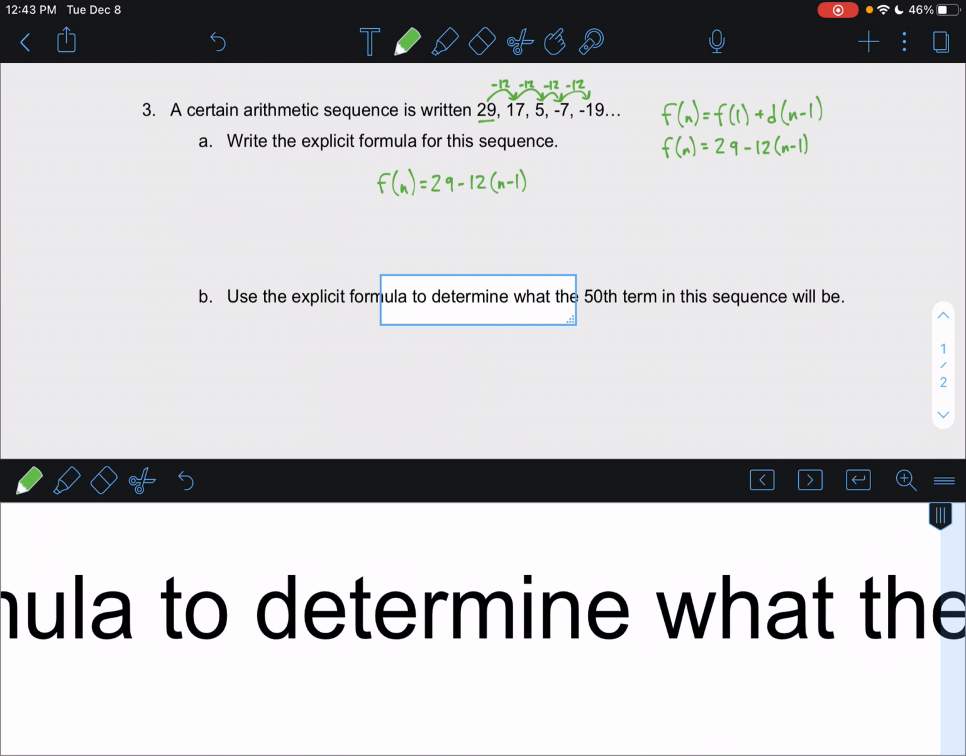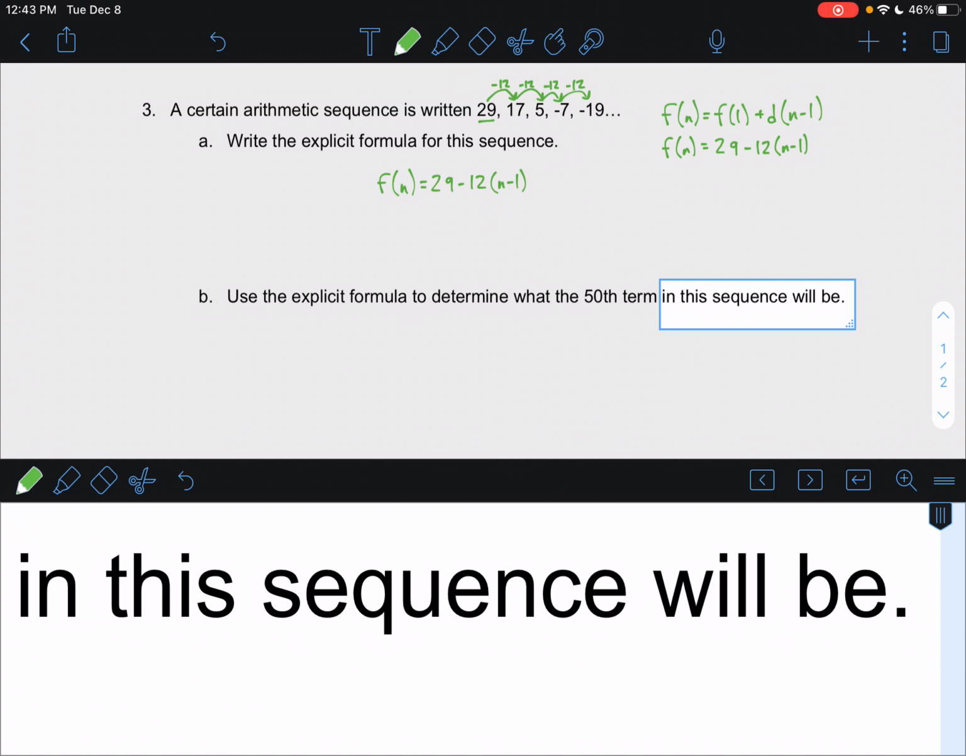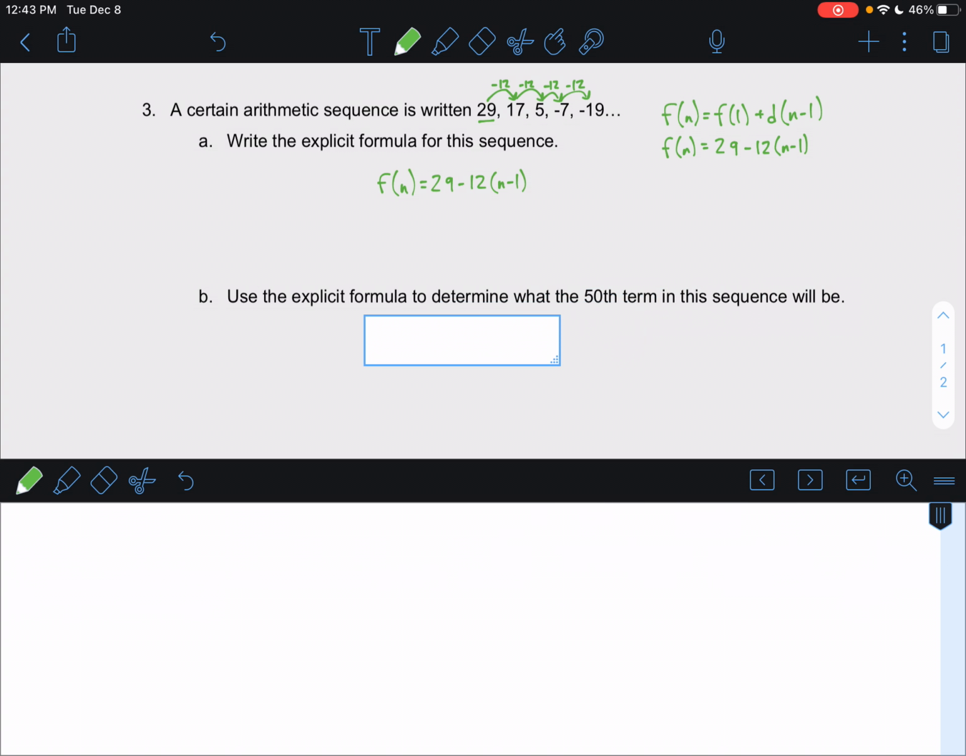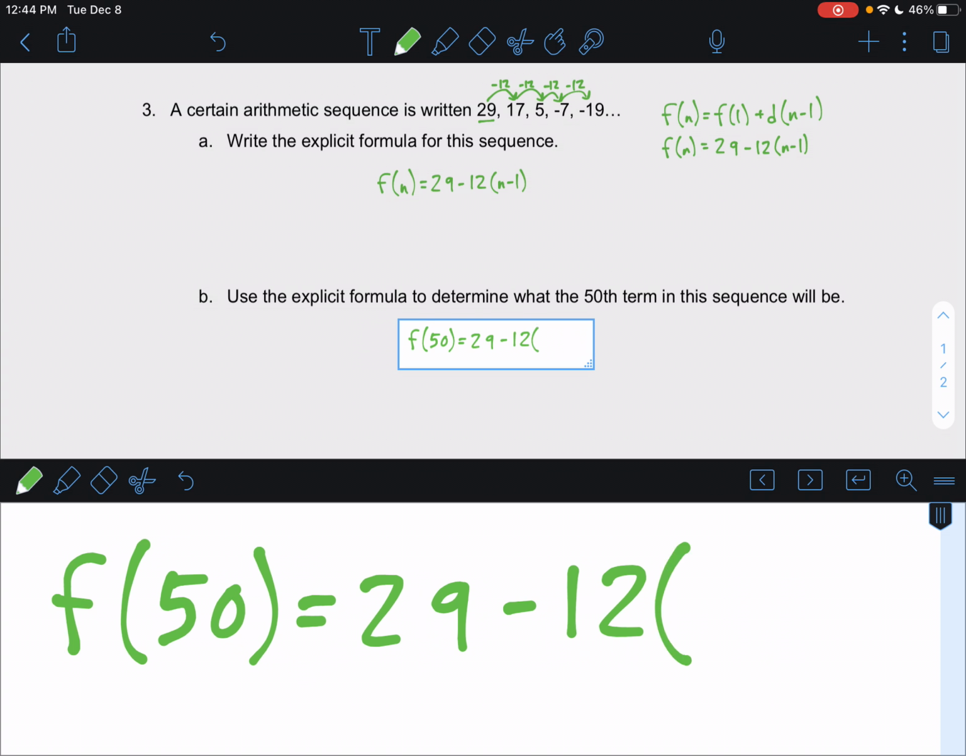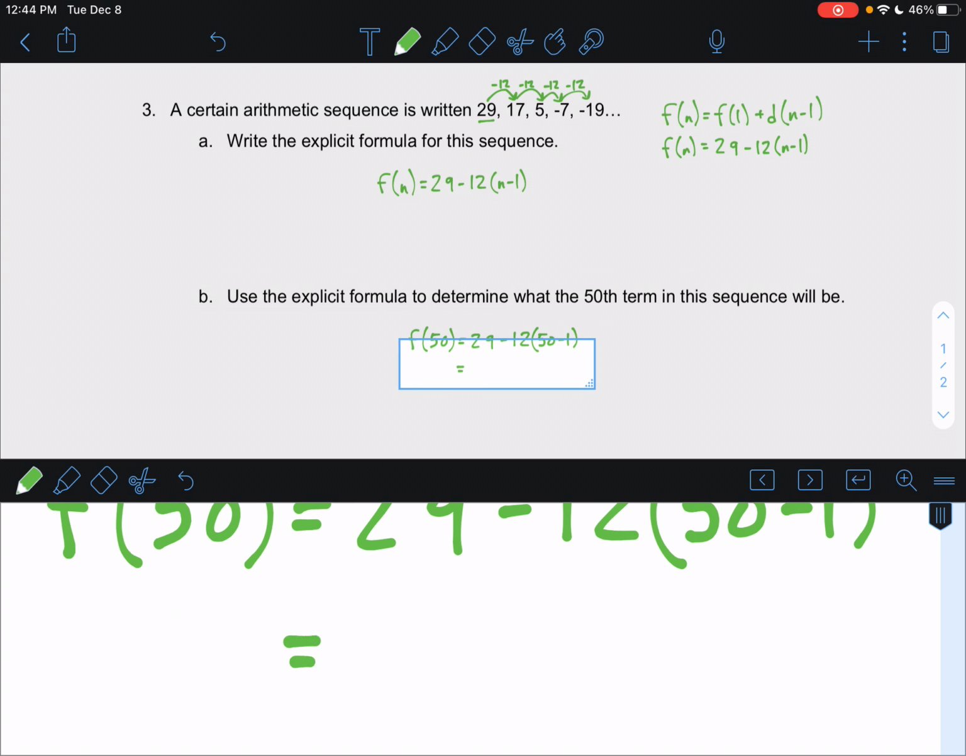And then it says to use the explicit formula to determine what the 50th term of the sequence will be. I'm letting you know now it is a big, or actually I should probably say really small number. So let's see. If I want to determine the 50th term of the sequence, that means I'm plugging in 50 for n. So f of 50 equals 29 minus 12 times 50 minus 1, so then I have 29 minus 12 times 49, since 50 minus 1 is 49.